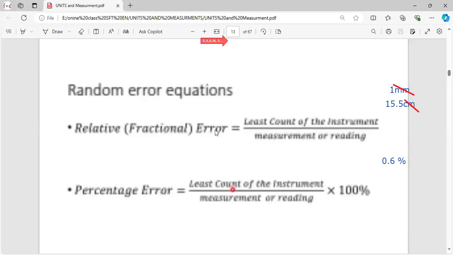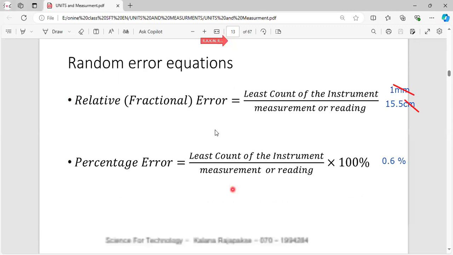So you might have these kinds of questions in the A-level paper, coming from these two. For each and every measurement instrument, it may be a vernier caliper, a micrometer screw gauge or a traveling microscope, you might have to find out relative errors and percentage error. You only need two variables: what is the least count and what is the measurement or reading.